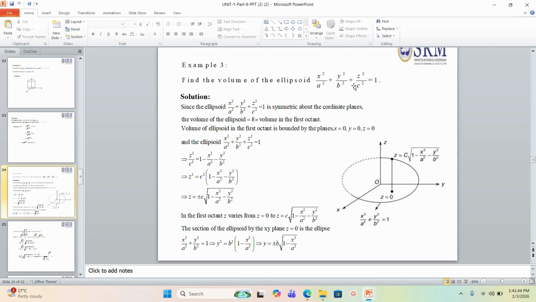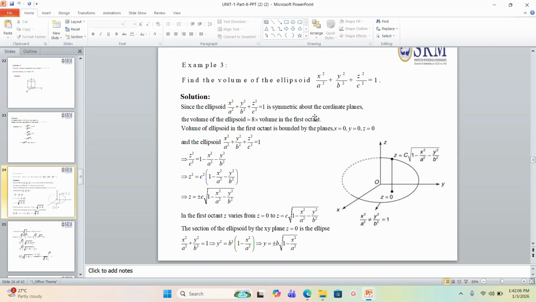What is the difference between ellipse and ellipsoid? If it is two dimensions, x square by a square plus y square by b square equal to 1 is called the equation of the ellipse. If it is three dimensions, x square by a square plus y square by b square plus z square by c square equal to 1 is called the equation of the ellipsoid. Now we are going to find the volume of this given ellipsoid.